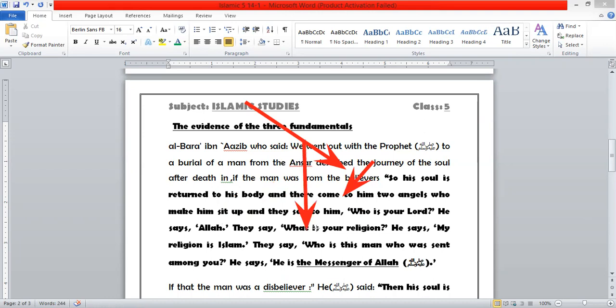Then the second question is, what is your religion? If a person is believing in any other religion than Islam, they will say that religion. Then the question, who is this man who was sent among you? The person who is not Muslim will not say the name of the Prophet Muhammad. How will that person say it? So, out of three questions, at most one question will be answered, and all the answers were wrong. So, how will that person go to Jannah? See, these are the three basic questions.